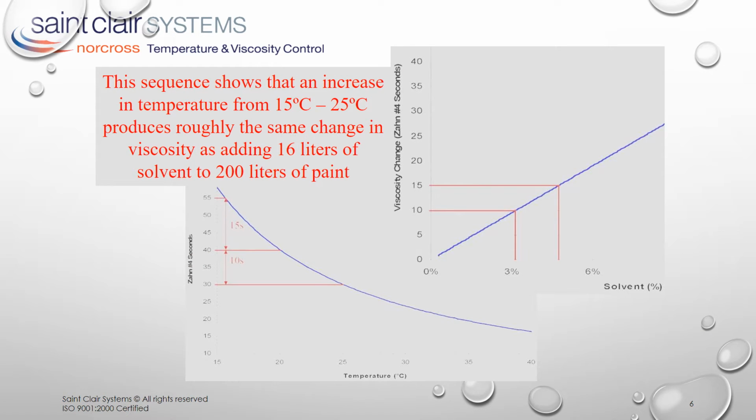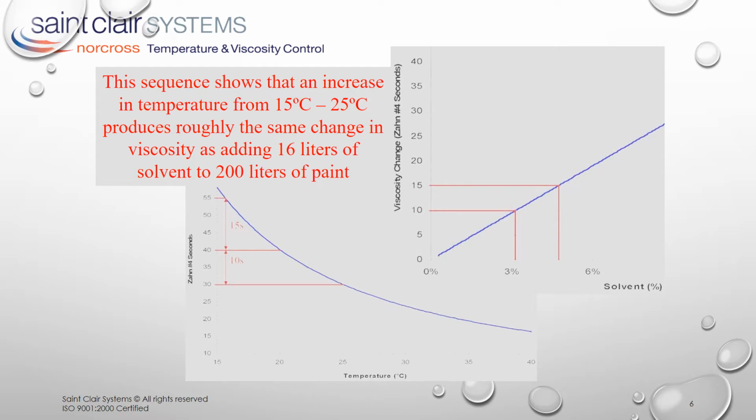So, this sequence shows that the 10 degrees C change in temperature from 15 to 25 degrees C has roughly the same effect as adding 16 liters of solvent to a 200-liter drum, or 4 gallons of solvent to a 50-gallon drum, again, whichever way you want to look at it.